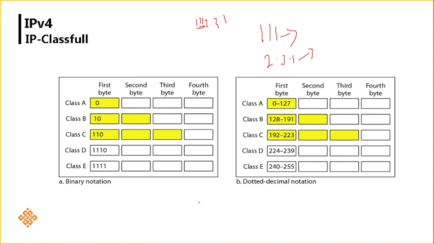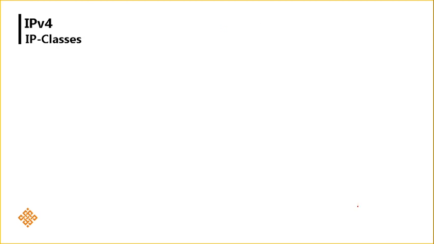I will take one more example, like 192.3.4.1. To which class does this IP address belong, and also identify the network ID and the host ID. Here you can see 192, so it belongs to class C. In class C, we already know the first 3 blocks are reserved for network ID. So 192.3.4 is the network ID, and the last block, that is 1, is the host ID. In this way you can identify to which class the IP address belongs and which are the host IDs and which are the network IDs.